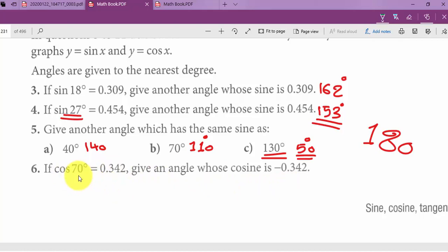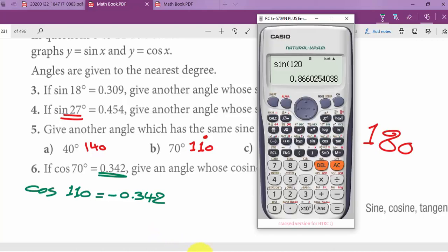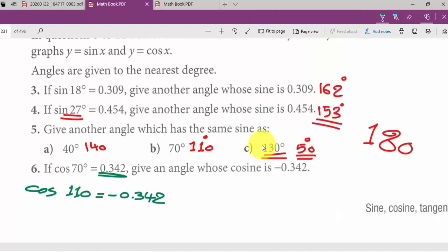70 plus which number will be 180? Of course, 110. Then cosine of 70 is equal to this number. Cosine of 110 is equal to the negative of this number, which is negative 0.342. Let's check this using a calculator. Is it true? Cosine of 110, definitely it's equal to negative 0.342, just like the question.